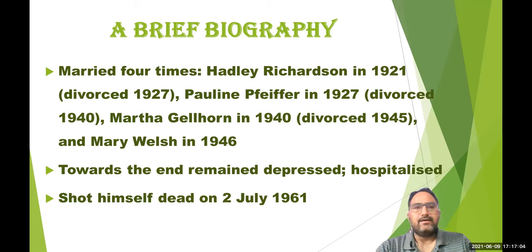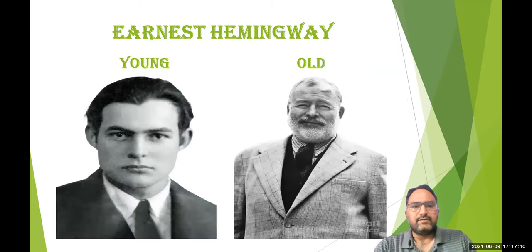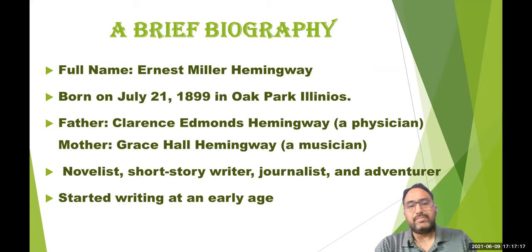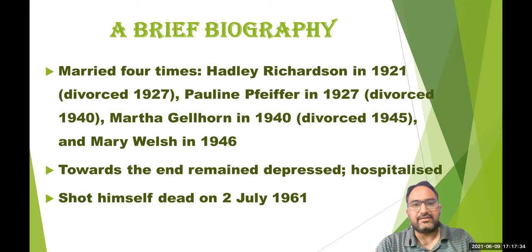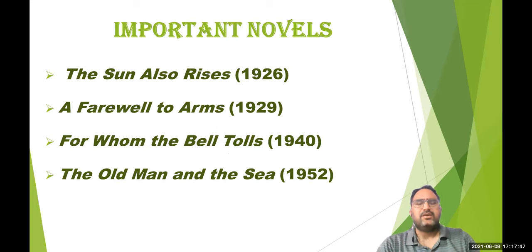I hope it was beneficial for you, right? We discussed, I showed you the two photographs of the writer. Then we had a discussion on the name of the place where he was born. I told you the name of his parents. We discussed him as an ambulance driver, where he got injured, about his traveling adventures, his getting injured in a plane crash, his getting married 4 times. I gave you the names of all the 4 ladies, and towards the end about his suicide, we had a discussion. Now we shall move on to the name of some of his important novels.